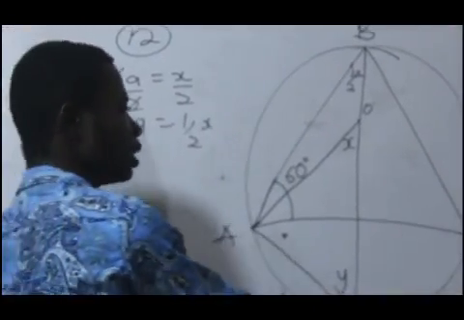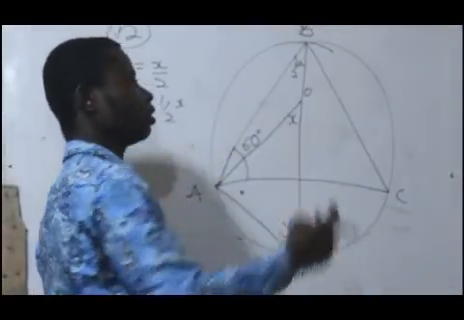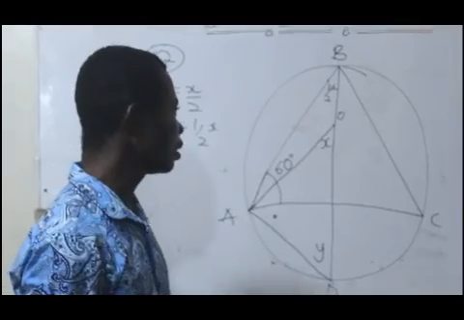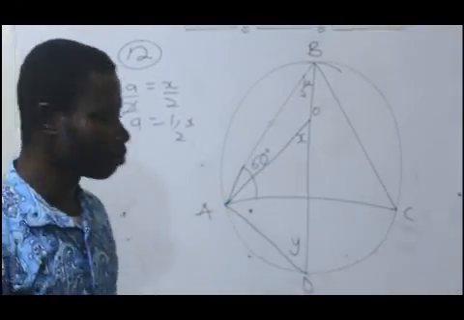Because the same chord is subtending an angle at the center, and at the same time it is subtending an angle at the circumference. So twice the angle it subtends at the circumference gives us the angle it subtends at the center.